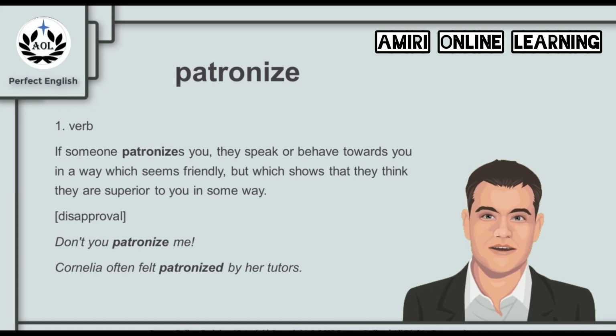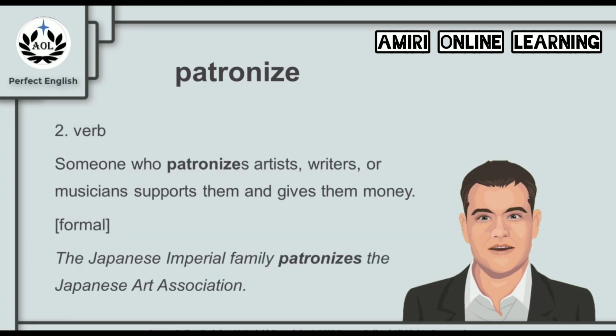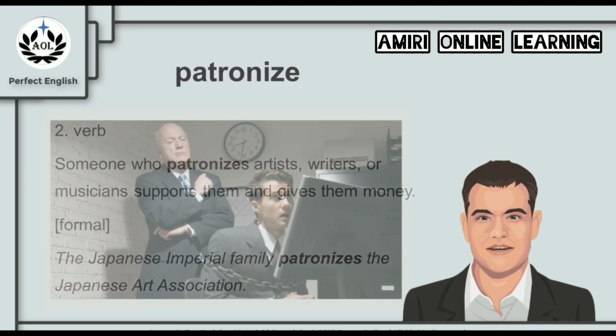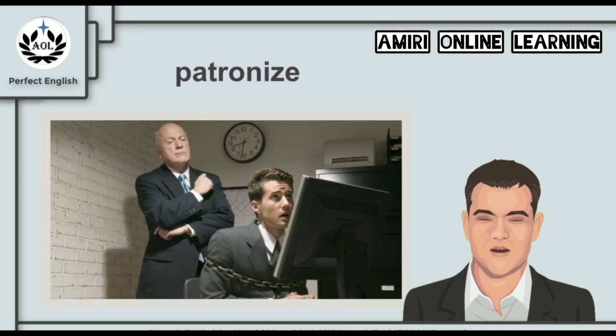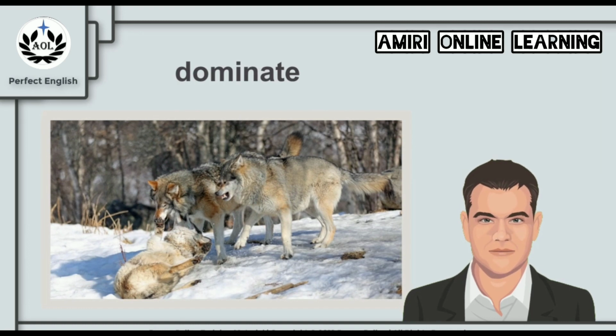Anyway, patronize can also be used in a different context. Now, someone who patronizes artists, writers, or musicians supports them and gives them money. For example, the Japanese imperial family patronizes the Japanese Art Association. They support them and give them money. So the next time you remember this picture of this poor man in chains, remember the word patronize and what it means. And now for the last keyword for this chapter, dominate.